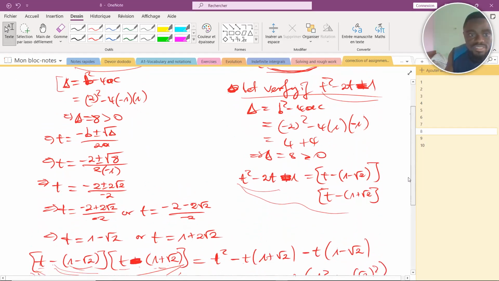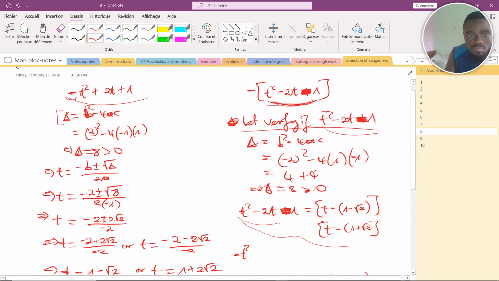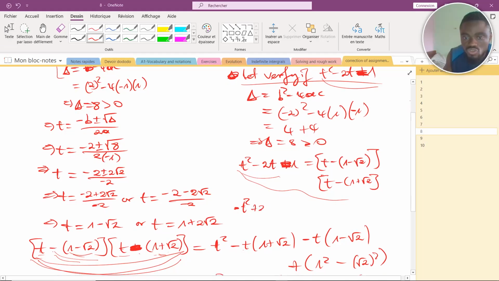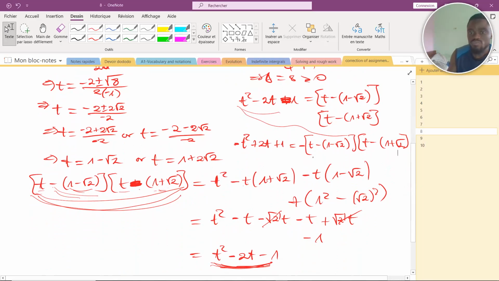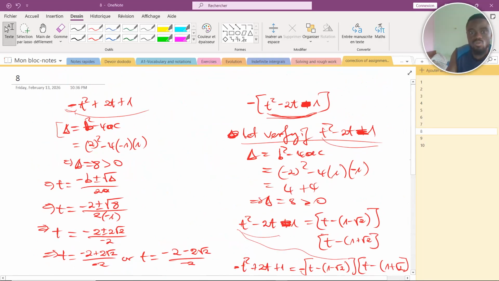So this minus t squared plus 2t plus 1 will be equal to what? Minus into what? I'll copy this, t minus 1 minus root 2 into t minus 1 plus root 2. That is how you see that if you develop this, it gives you what? This. When you multiply by the minus, you have what? Minus t squared plus 2t plus 1. Exactly what is up here.